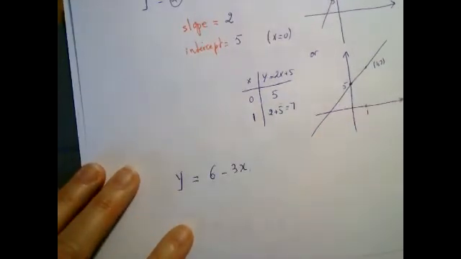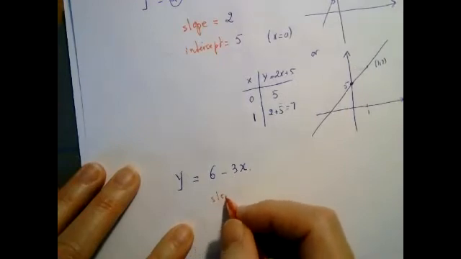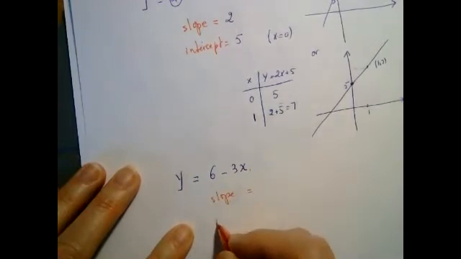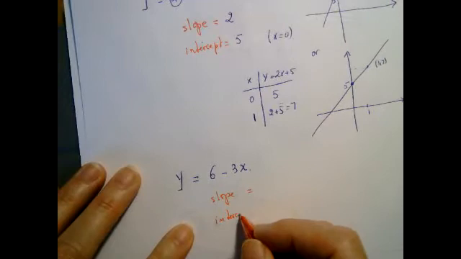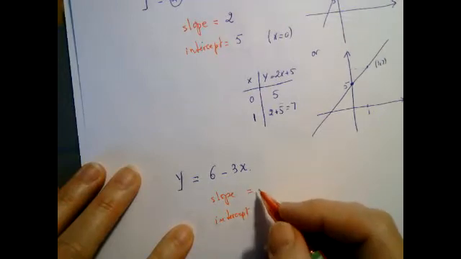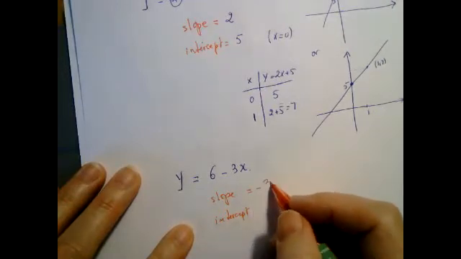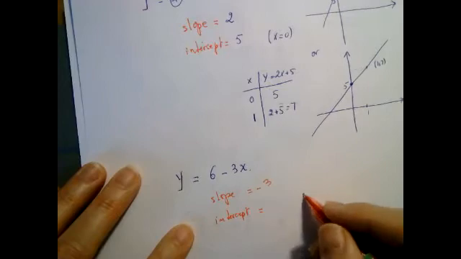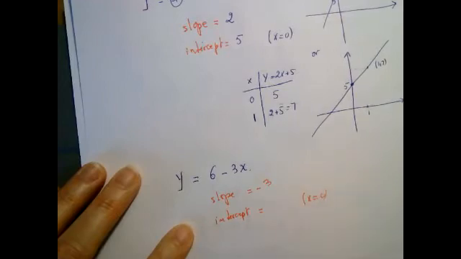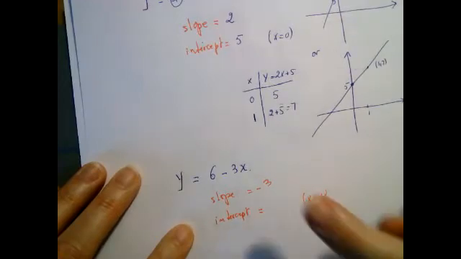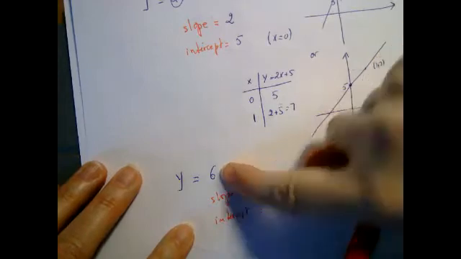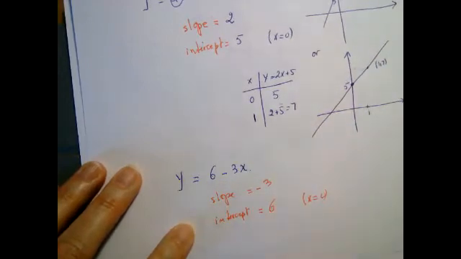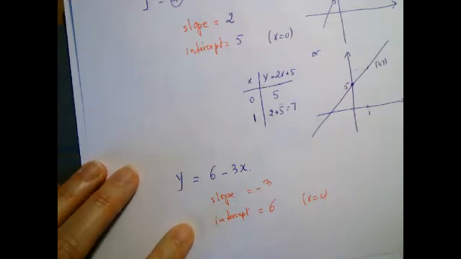Quickly, what's the slope and what's the intercept? The slope is -3, and the 6 is the intercept. The slope is whatever x is multiplied by, and x is multiplied by -3. For the intercept, you set x equal to 0. That always reminds us what the intercept is about: the y value when x equals 0.